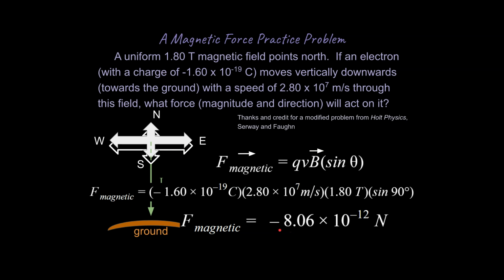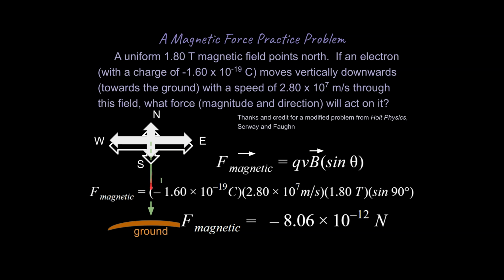Notice our answer is negative, and that's a clue that something else is going on. Think about why this answer came out negative. It came out negative because we're dealing with an electron. Remember that the direction of the force, which we still have to figure out, is based on a positively charged object. So we'll figure it out for a positively charged object, and then we'll do the reverse direction. So let's think about this.